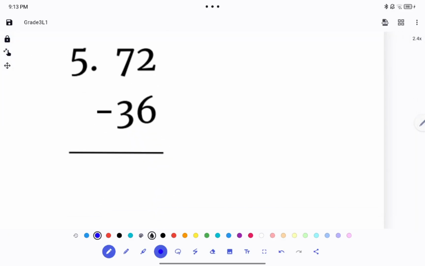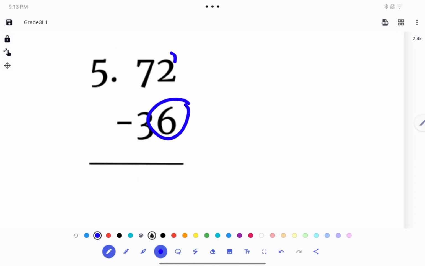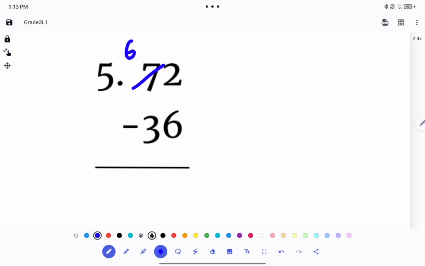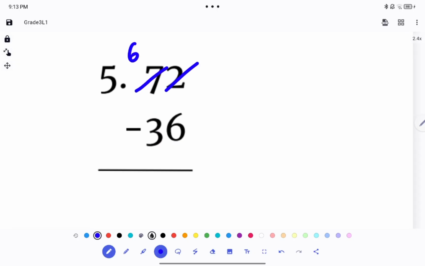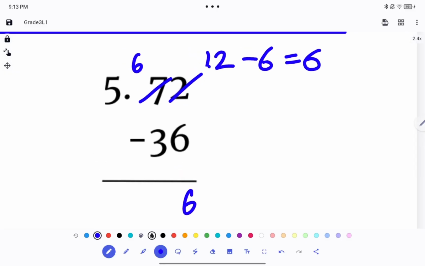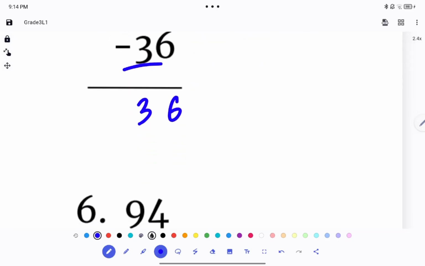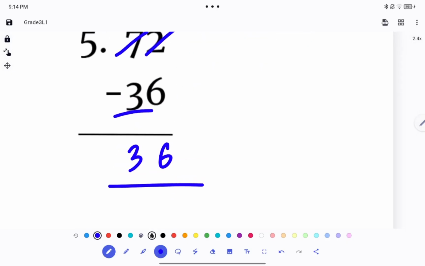Alright, I can already see 6 is way bigger than 2. So we need to borrow a 10 from the tens place. So make this a 6, and add 10 to 2, which makes it 12. 12 minus 6 is equal to 6. And now that this is 6, we subtract 3 from it, and we get 3. 36. Again, check it with addition on your own time, just by adding 36 plus 36.